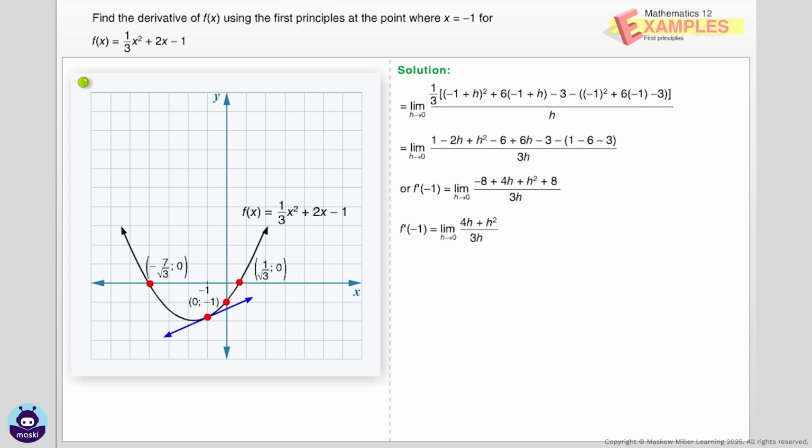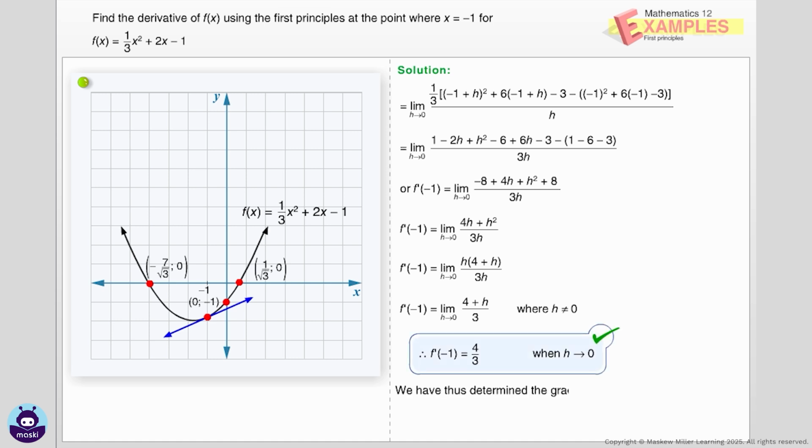f'(-1) equals the limit of (4h plus h squared) over 3h as h tends to 0. Taking out the common factor h, dividing the numerator and denominator by h, provided h does not equal 0, we get, therefore, f'(-1) equals 4 over 3. We have thus determined the gradient of the tangent to the function f(x) equals 1 over 3x squared plus 2x minus 1 at the point -1, f(-1).